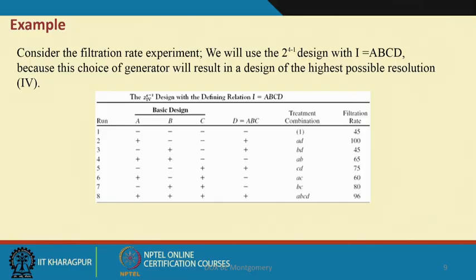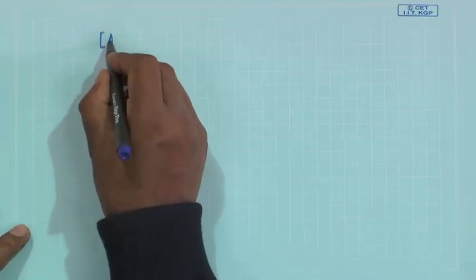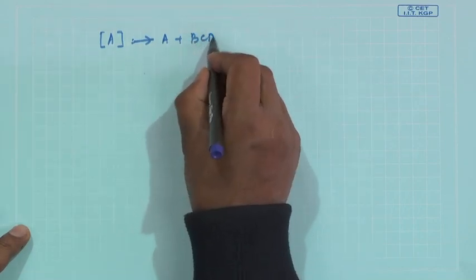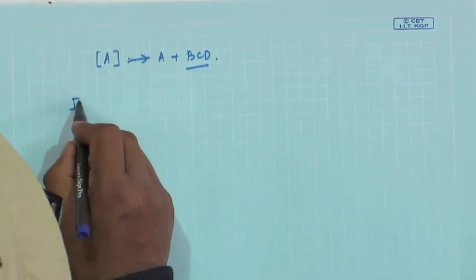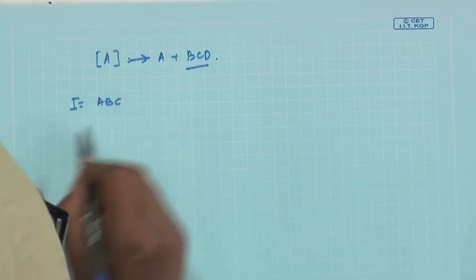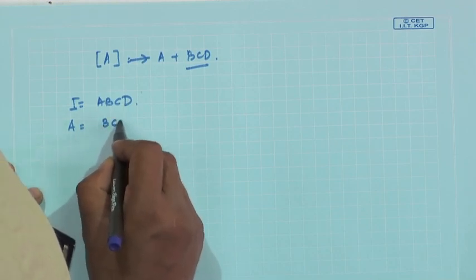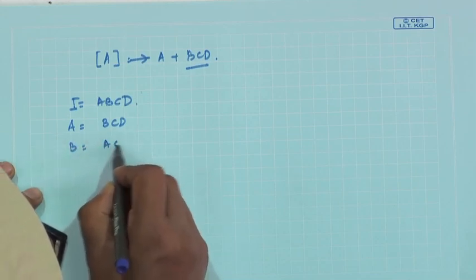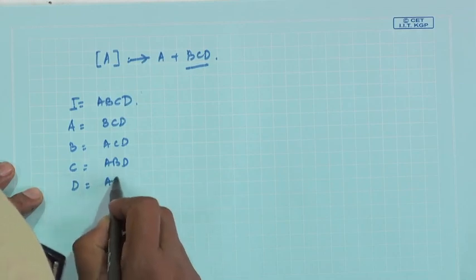So, with this data, you want to estimate A. Instead of A, you will estimate A within brackets, because this is nothing but A plus BCD. Why? Because you have to find out this alias structure. You can find out this I equal to ABCD. If you multiply this with A, you will get BCD. With B, you will get ACD. With C, you will get ABD. With D, you will get ABC.